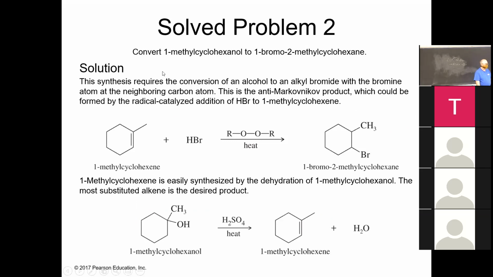Okay, so the question here is convert 1-methyl cyclohexanol to 1-bromo 2-methyl cyclohexane. All right, we can start with 1-methyl cyclohexanol, do a dehydration, like we did in lab a couple weeks ago. This is the Zaitsev product, the most substituted alkene. And then we would do an anti-Markovnikov reaction with HBr and peroxides, and that would give us the desired compound.